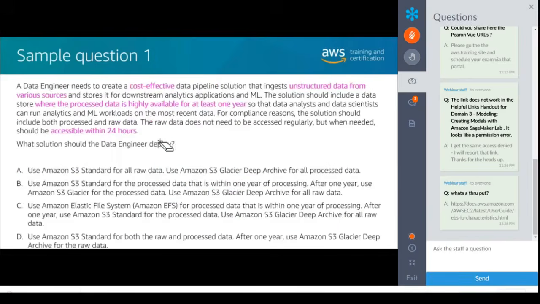Well, all right, let's read through the options. So we're going to eliminate answers first. So let's look at these questions, or sorry, these answers. We can use S3 standard for raw data, Glacier Deep Archive. Oh, there's the cold part. For all processed data. Okay, so that's interesting. Use S3 standard for processed data. That's within 1 year of processing. After 1 year, use Glacier for processed data. Use Deep Archive for all raw data.